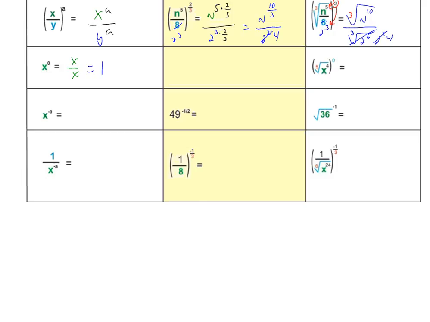We don't need an example in the middle. Look, if you want, you could just say this is 1, right? Because it's the 5th root of x to the 4th divided by the 5th root of x to the 4th, and anything divided by itself is 1. But if you want to go the other route, you could do this.